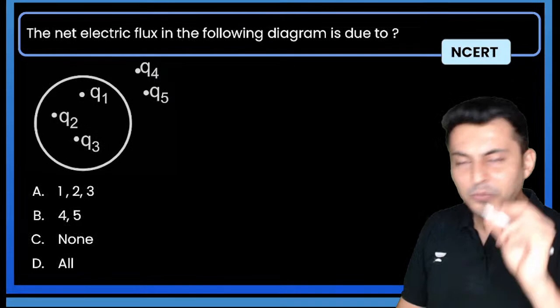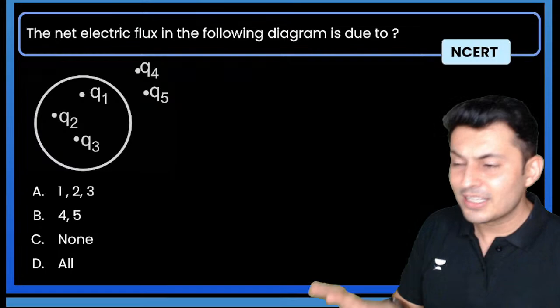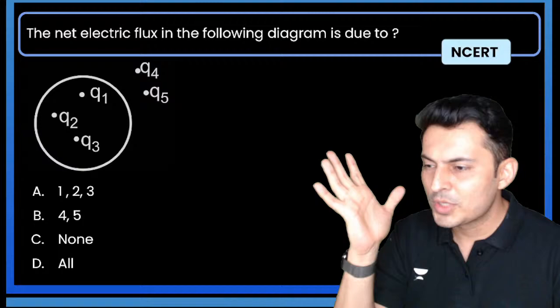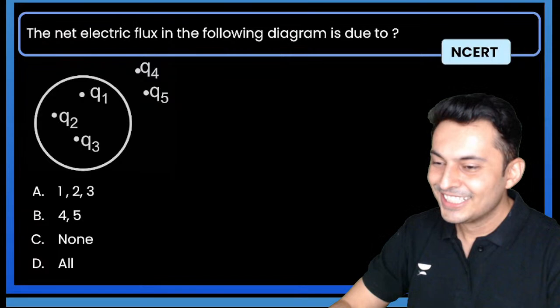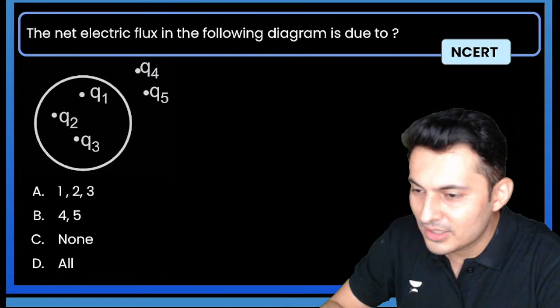Beautiful conceptual question. The net electric flux in the following diagram is due to Q1, Q2, Q3, Q4, Q5. You can see the charges. The total electric flux is because of which charges? Come on, option A, B, C, D. Akankhya Rath saying A, Mohana saying A, Gautam Raj saying A. Very good.